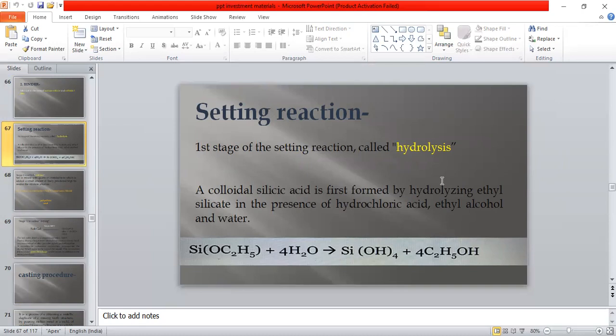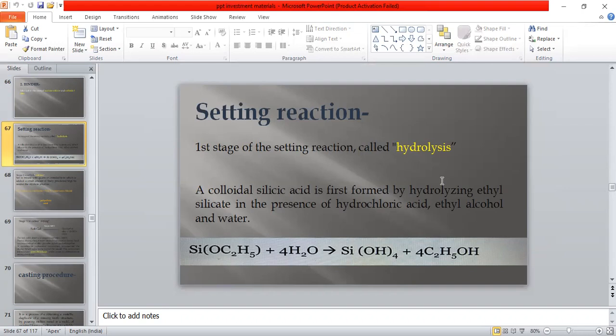The first stage of the setting reaction is called hydrolysis. In hydrolysis, the material is usually supplied in a two bottle system. The first bottle contains the ethyl silicate solution, and the second bottle contains hydrochloric acid. The hydrochloric acid reacts with the ethyl alcohol, and it is used to improve the miscibility of both components.